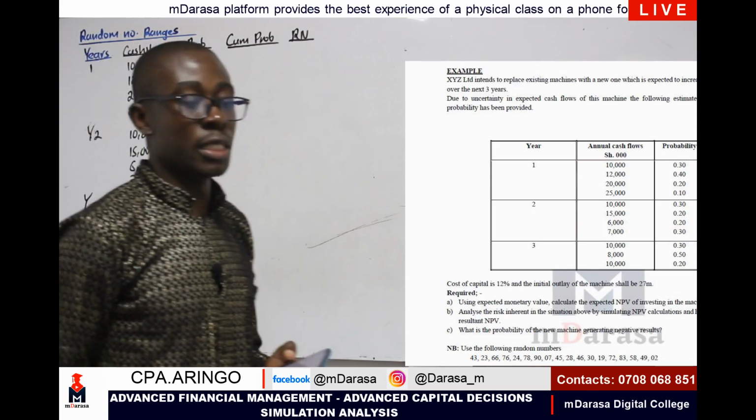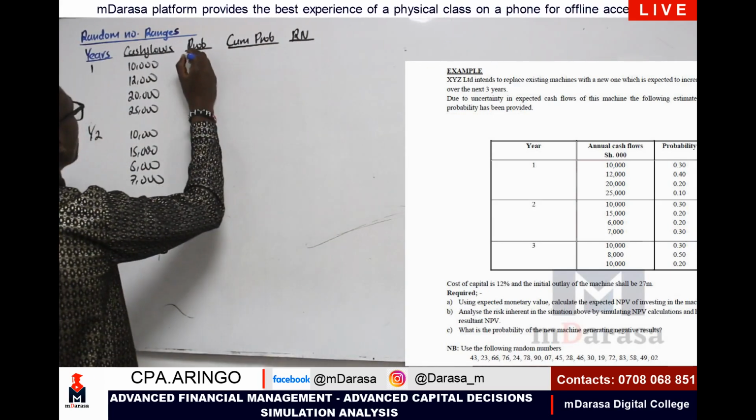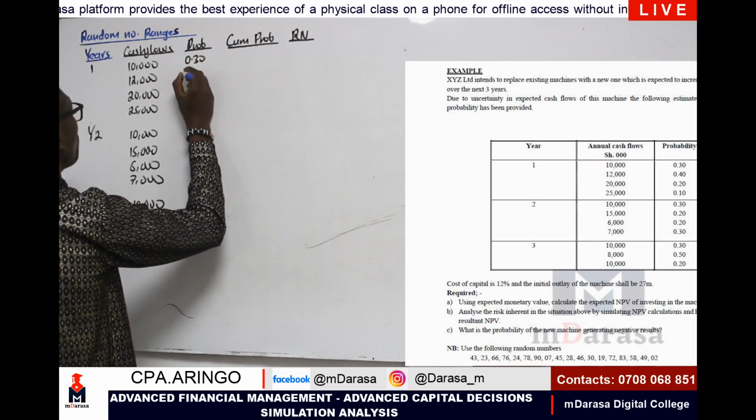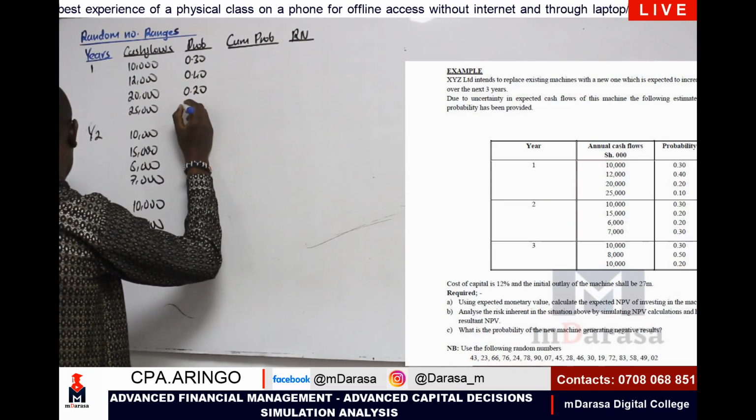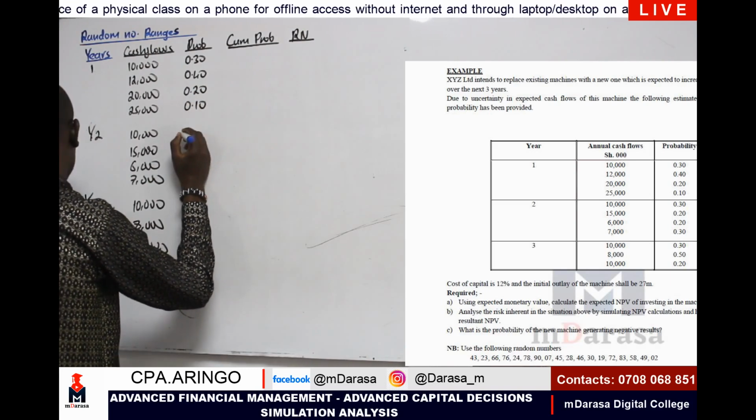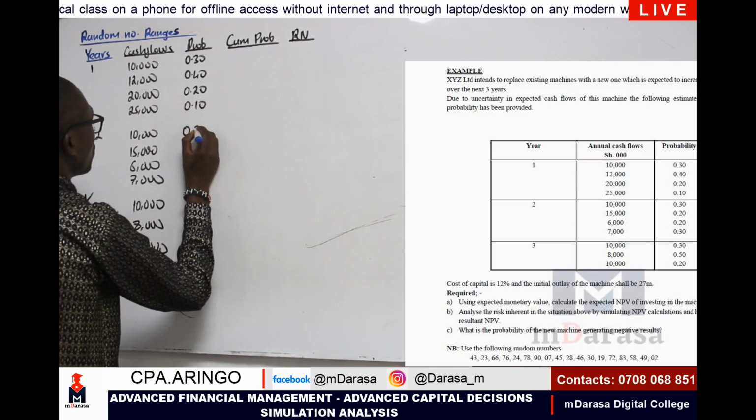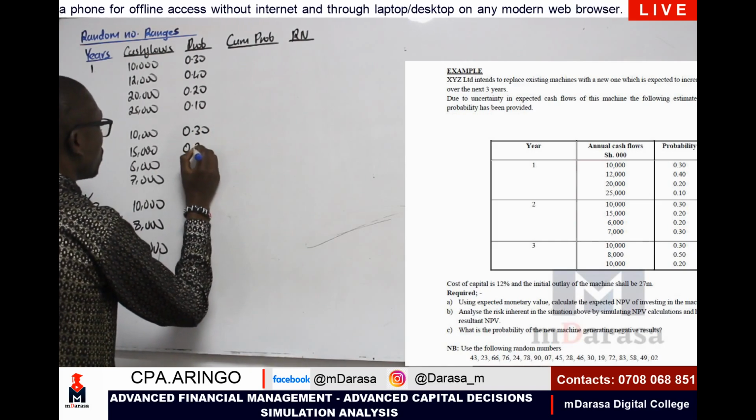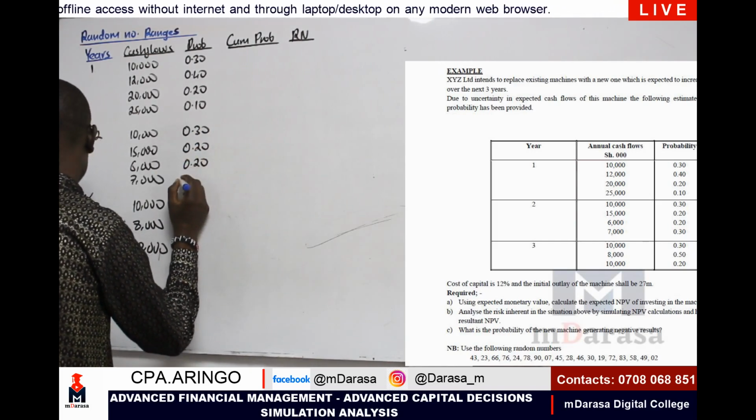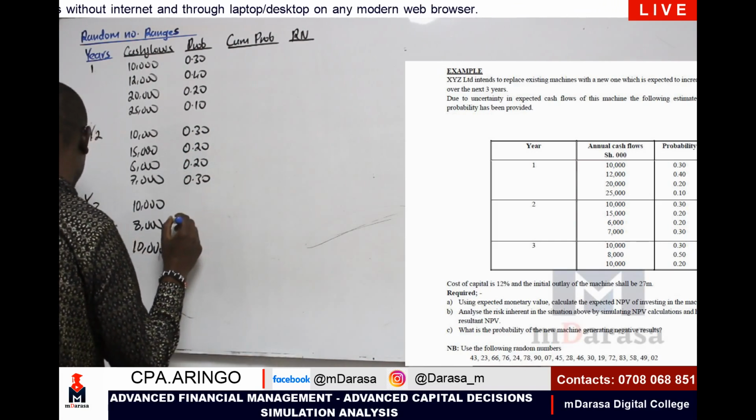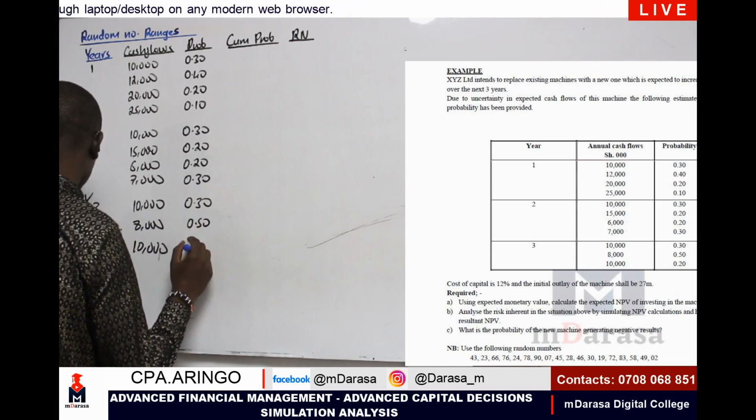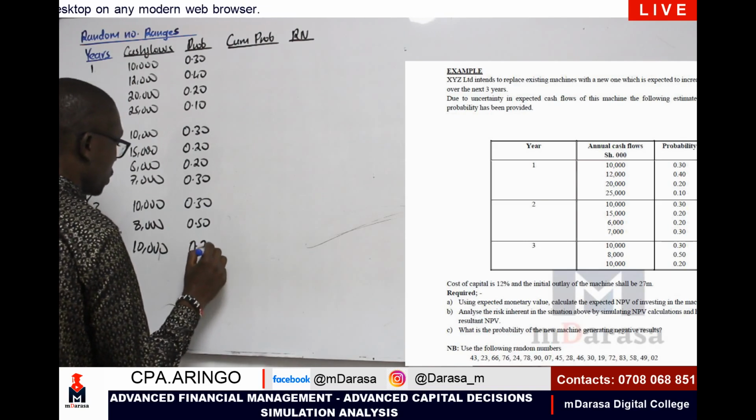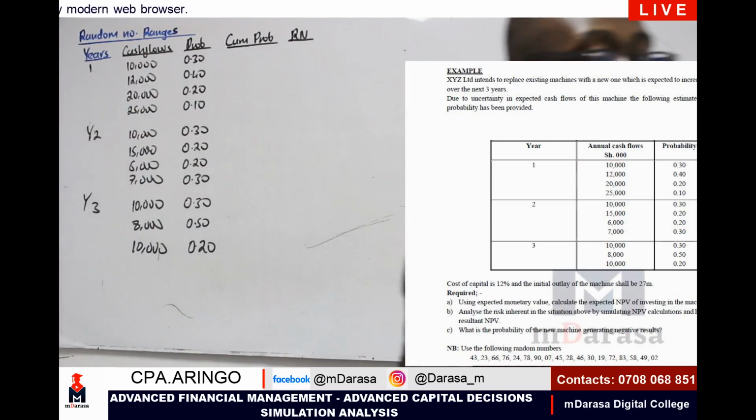Okay? Jump to probabilities. Year 1: 0.30, 0.40, 0.20, 0.10. Year 2: 0.30, 0.20, 0.20, 0.30. Year 3: 0.30, 0.50, and 0.20. I don't need this question anymore. So let us basically hide the question.